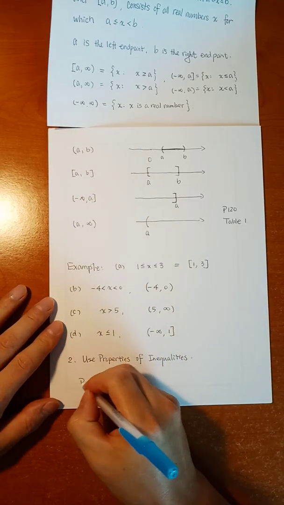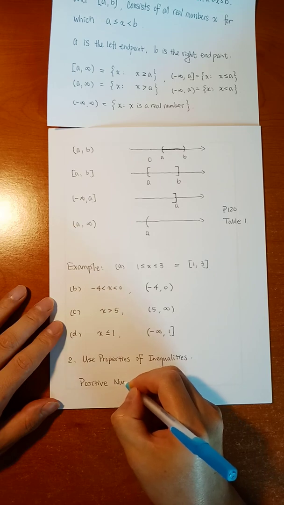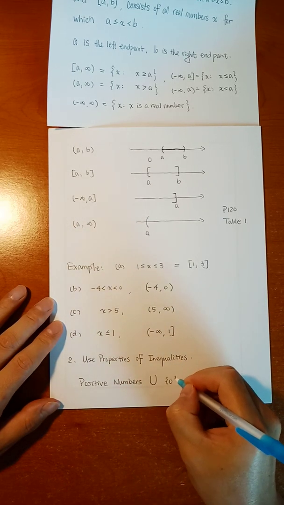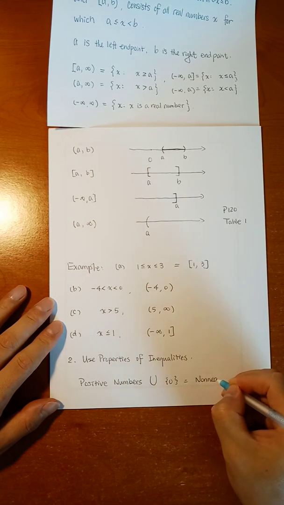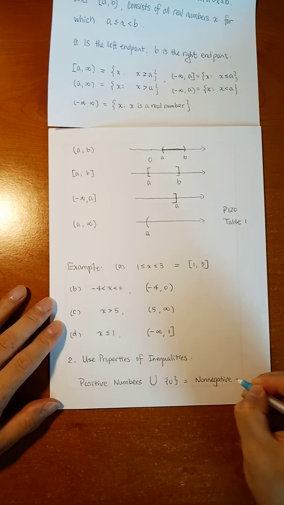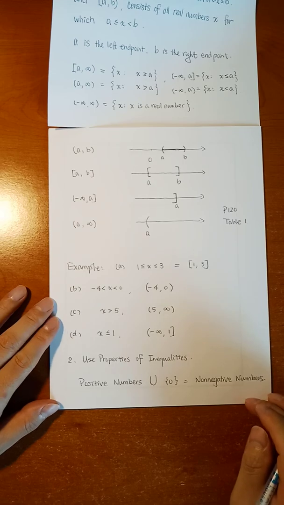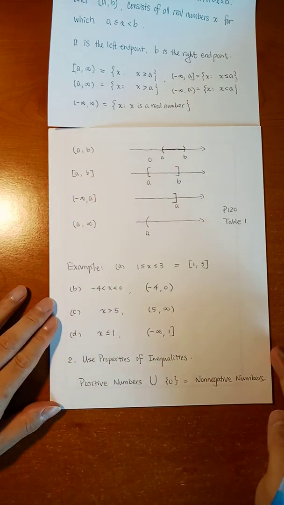So positive numbers union 0 are non-negative numbers. So later when you see non-negative, it means it could be 0, it could be positive. Okay, non-negative numbers.